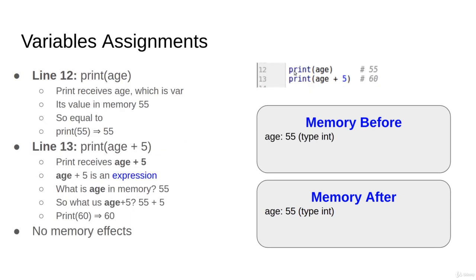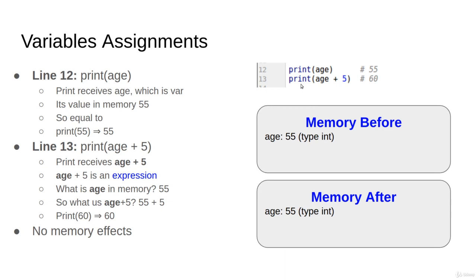We have here print age. The print is a function that receives something to print it. It can receive almost anything that is printable. So when the print function receives this age, which is a variable, it knows it's something in the memory and it has a value. So it goes to the memory and gets the value 55 and prints it.